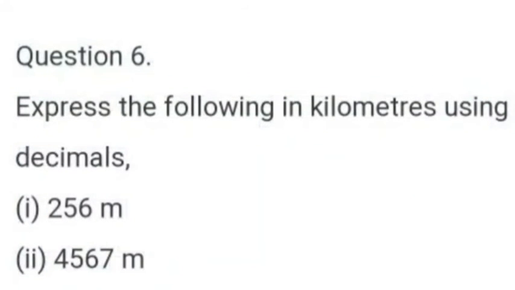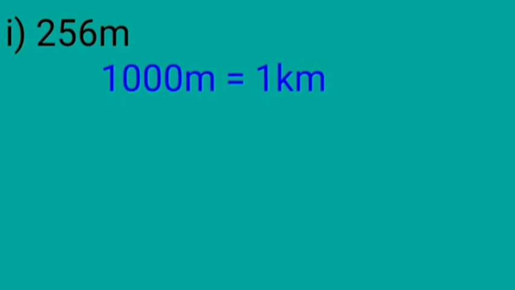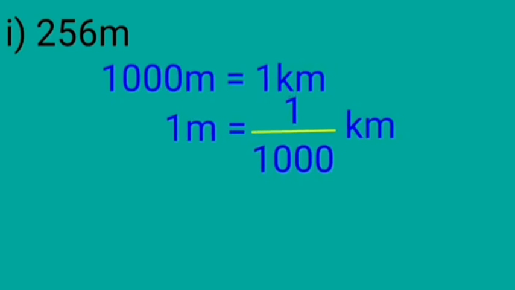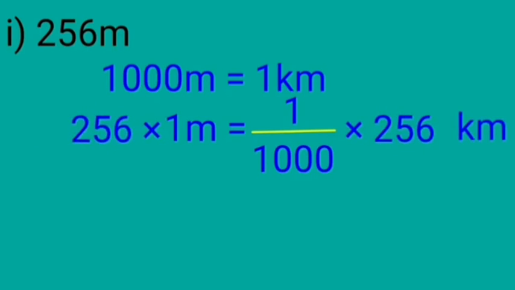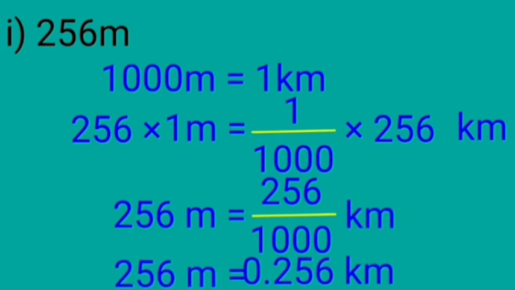Question number 6. Express the following in kilometers using decimals. We know that 1000 meters is equal to 1 kilometer. Therefore, 1 meter is equal to 1 by 1000 kilometer. By multiplying 256 on both sides, 256 meters is equal to 256 divided by 1000 kilometers, which is equal to 0.256 kilometers.